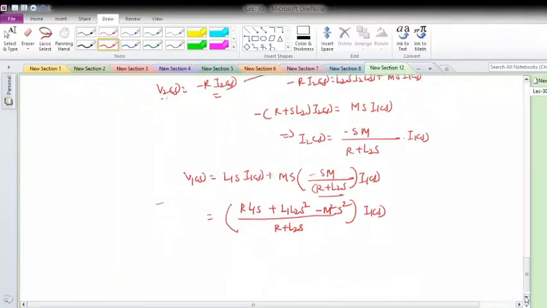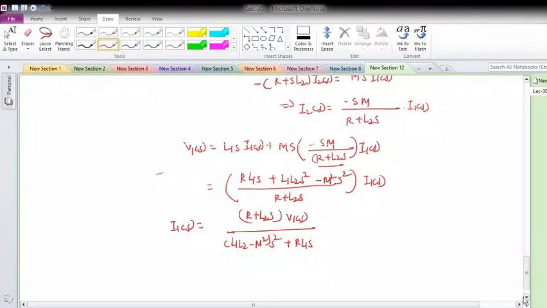Okay, and then what can be done? This I1 of s I can write in terms of V1 of s, which will be R plus L2 s into V1 of s over this, which will be now L1 L2 minus M square s square plus R L1 s.